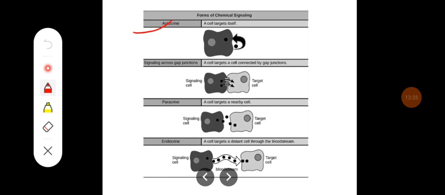As we discussed, it can be autocrine, it can be through the gap junction, it can be a paracrine modality, it can be endocrine. So in autocrine, a cell targets itself: the cytokines or chemical mediators produced by a cell will have a receptor on the same cell, and that is going to bring the cellular changes. And two adjacent cells sometimes can communicate through the gap junction, and sometimes the action potential or nutrient materials can be transmitted through these particular gap junctions.